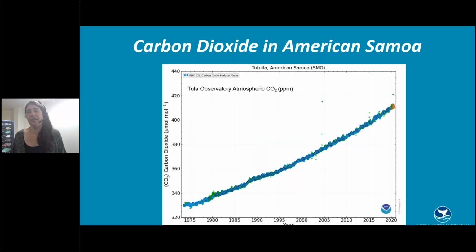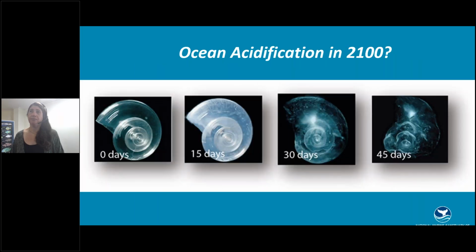And even here in such a remote location, we are not immune because the atmosphere and the ocean are connected. This is a graph from the Tula Observatory at the eastern end of Tutuila, the largest island in American Samoa. And what you'll see is that it shows a similar trajectory with carbon dioxide concentrations continuing to rise. And this is bad news for marine organisms.